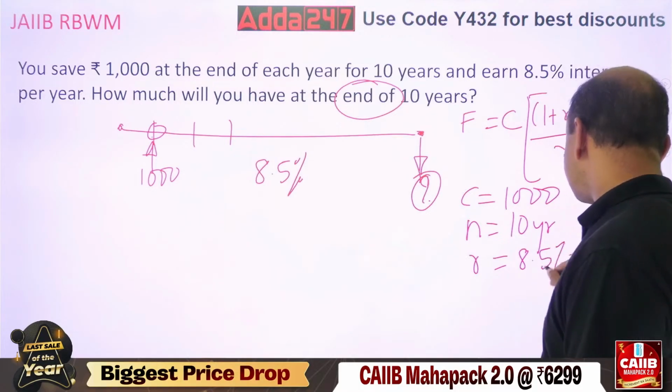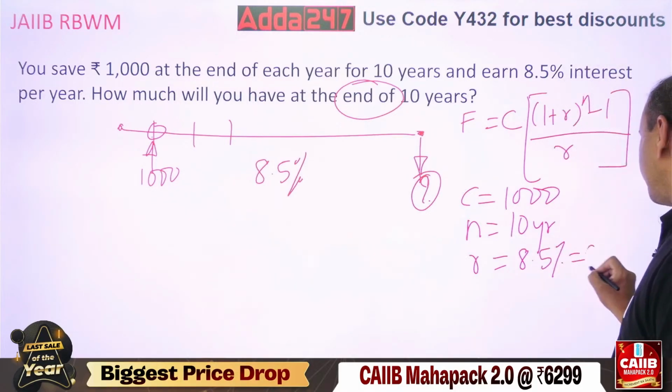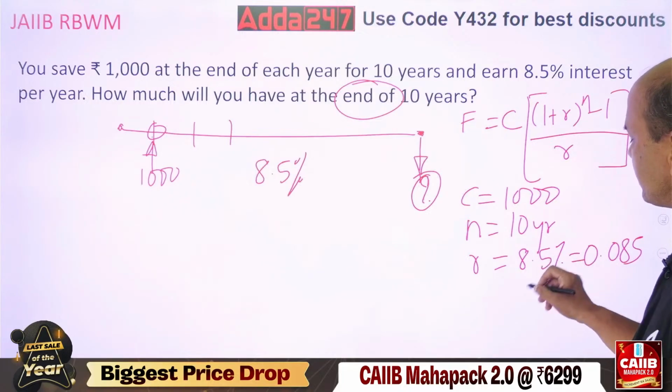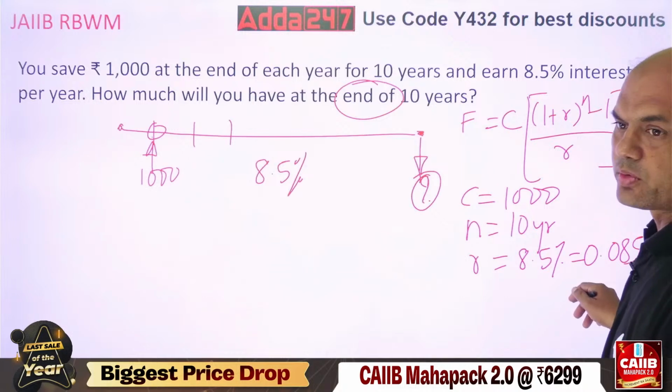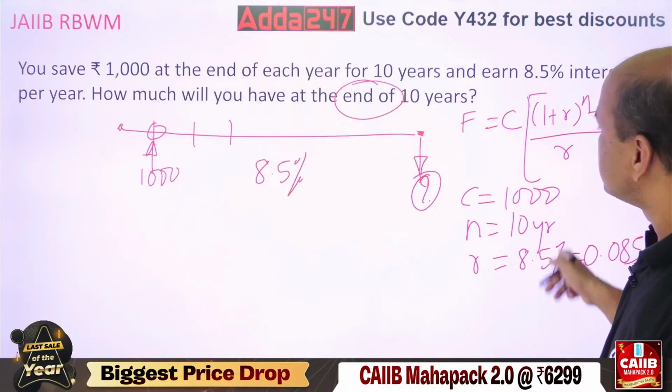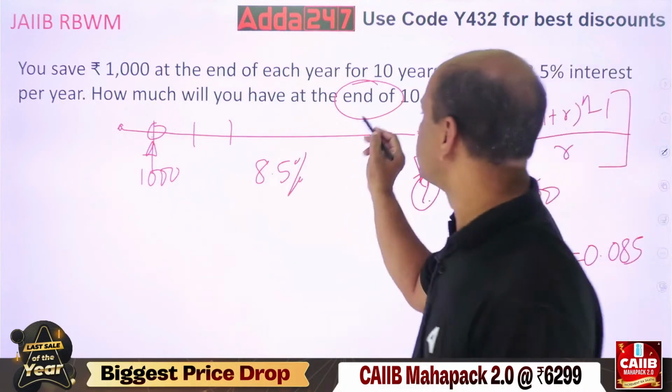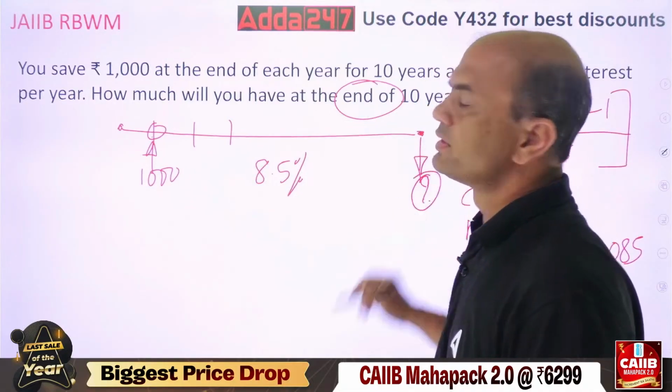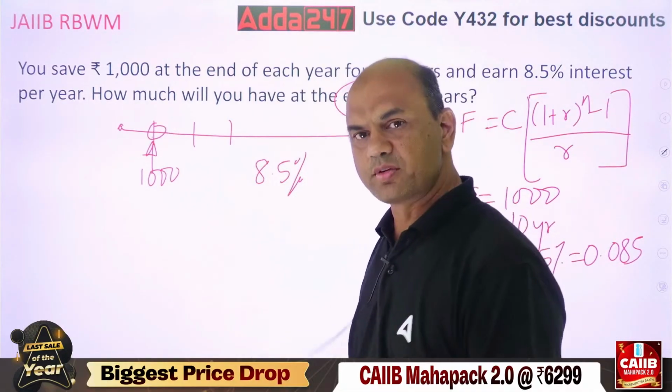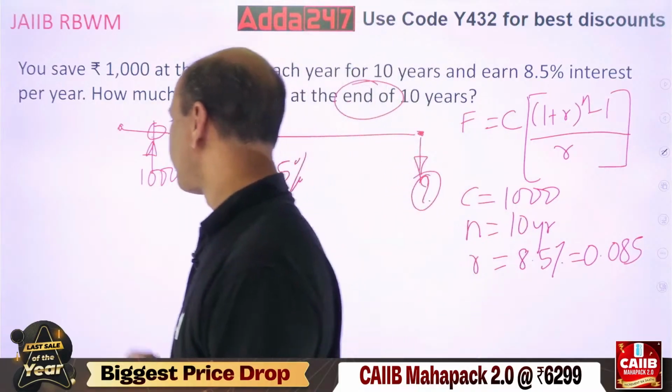So solve this first: 0.085, this divided by 100. So 0.085. Now use this and find the future value, because this is what you want. At the end of 10 years, how much will you have? Now solve it, everyone. Try it.